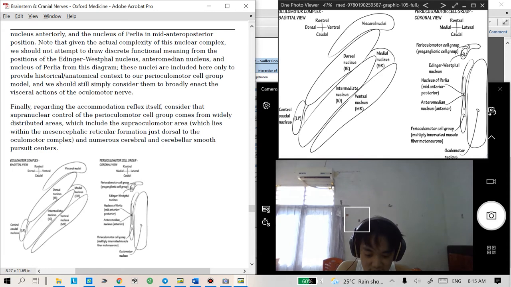Finally, regarding the accommodation reflex itself, consider that supranuclear control of the perioculomotor cell group comes from widely distributed areas, which include the supraoculomotor area, which lies within the mesencephalic reticular formation just dorsal to the oculomotor complex, and numerous cerebral and cerebellar smooth pursuit centers.